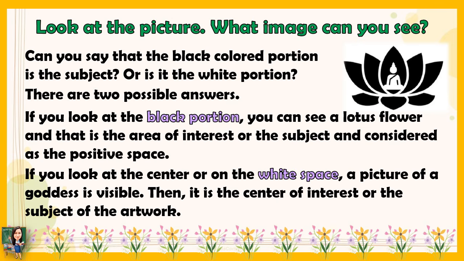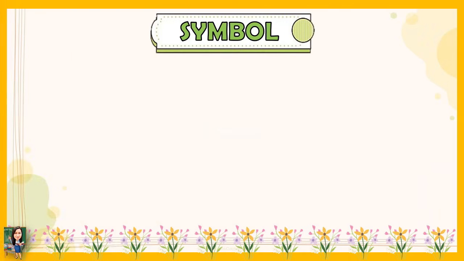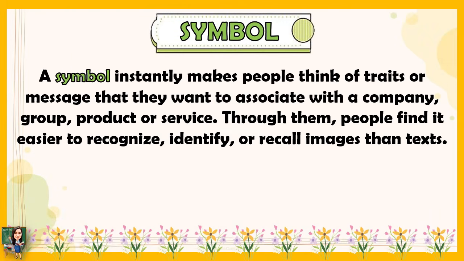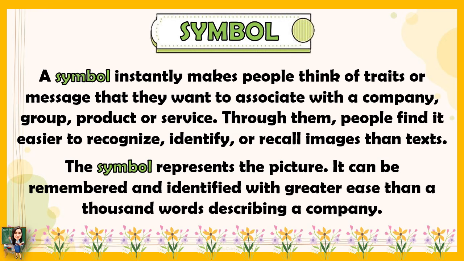Another most common visual element is a symbol. A symbol instantly makes people think of traits or messages that they want to associate with a company, group, product, or service. Through them, people find it easier to recognize, identify, or recall images than text. The symbol represents the picture. It can be remembered and identified with greater ease than 1,000 words describing a company.